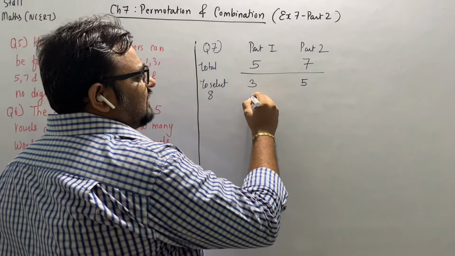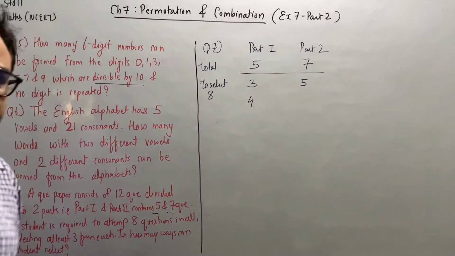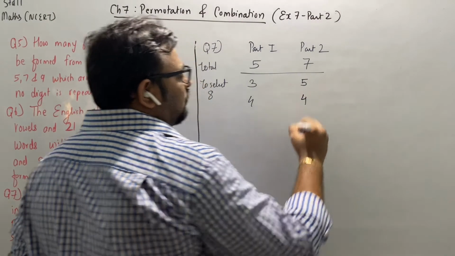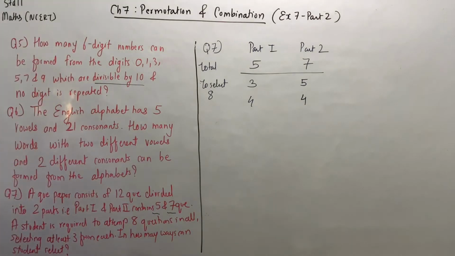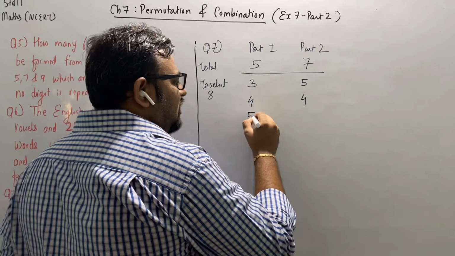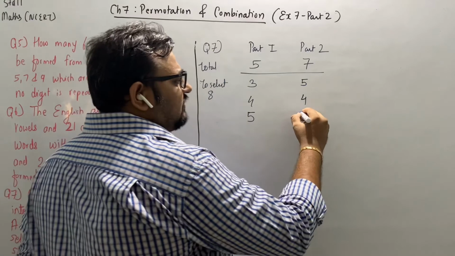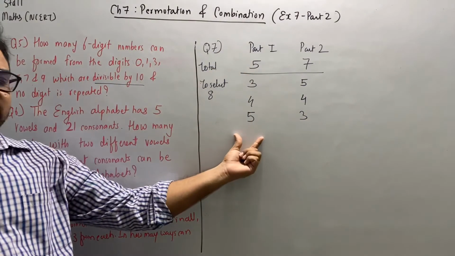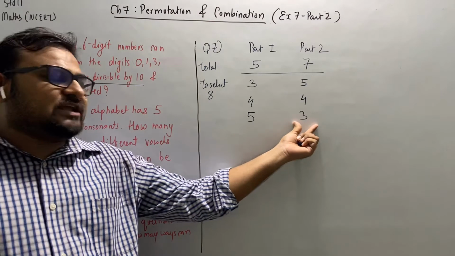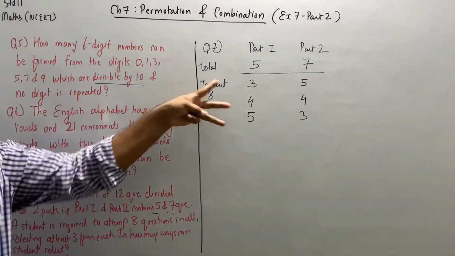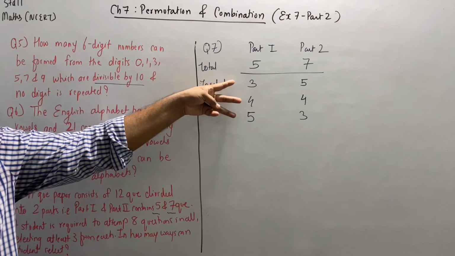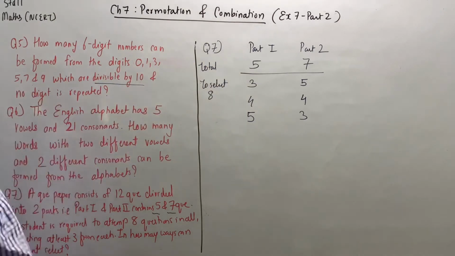If he's selecting 4, he cannot select less than 3, right? So 4 from part 1, then 4 from part 2. All the 5 from part 1, then 3 from part 2. Now there are no 6 questions, so I cannot select 6 here, and also I cannot select 2. So these are the three different ways in which you can select.